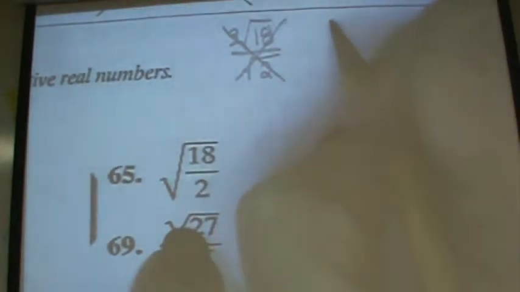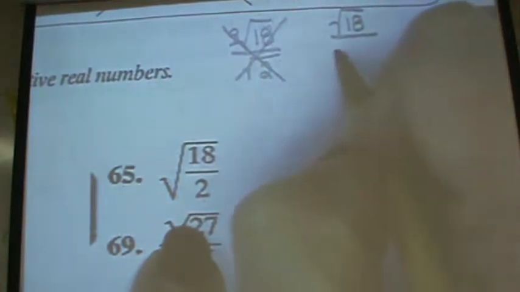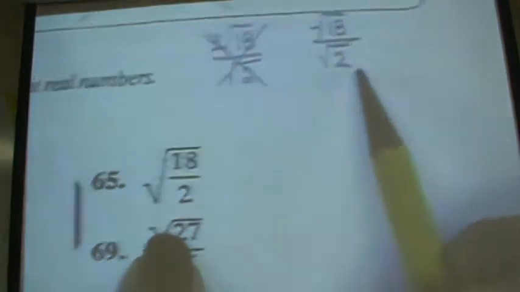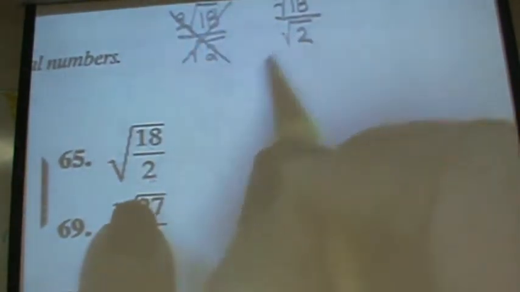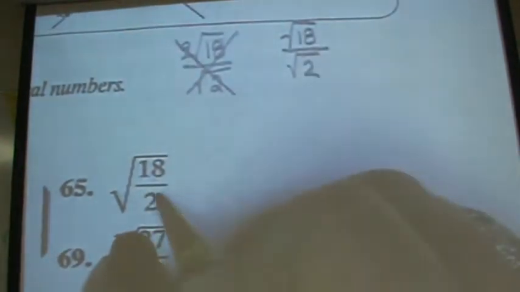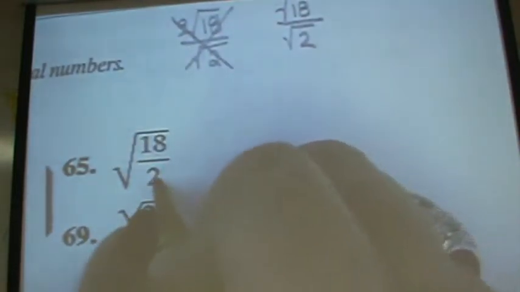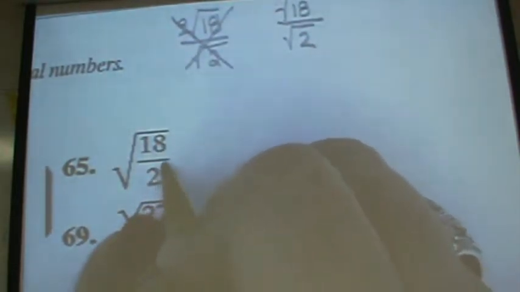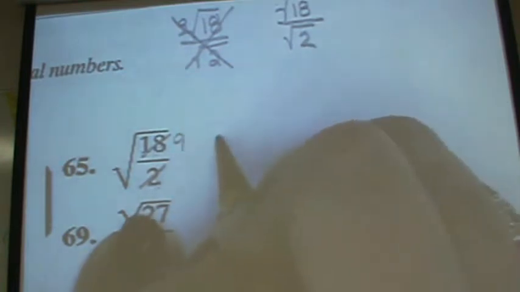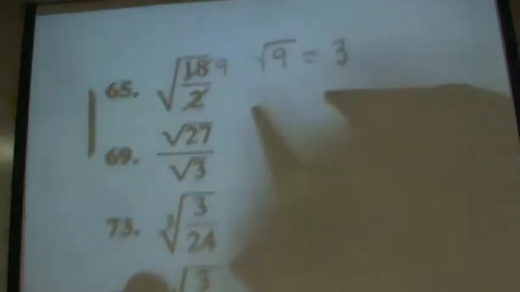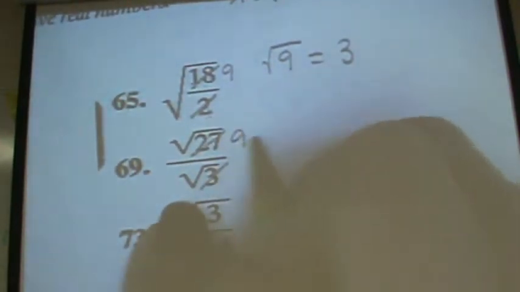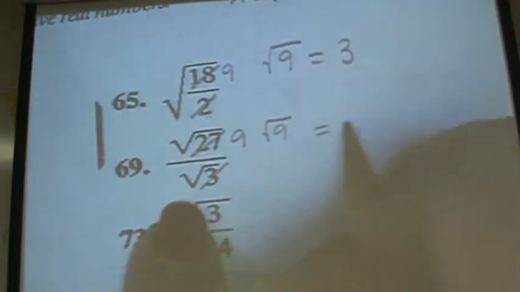You can't do that. But because these are under the same index of 2, and it could be like this too. You could have root 18, it could be broken up. This means the same thing. This means the same as that. So in either case, whether it's written like this or written like this, you can cancel. 2 goes into 18 9 times, so really all you're doing is the square root of 9, which is 3. Same with this one. 3 goes into 27 9 times, square root of 9 is 3.